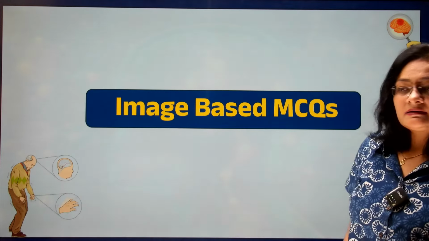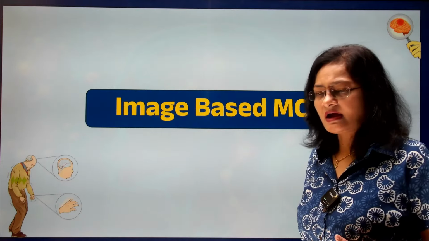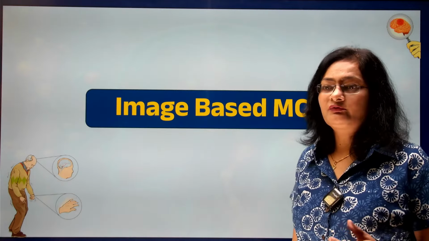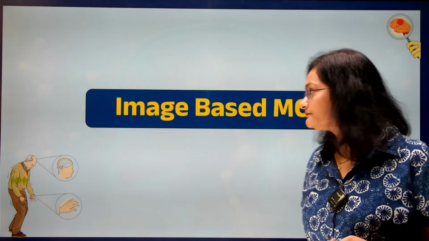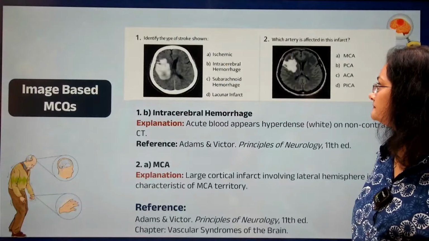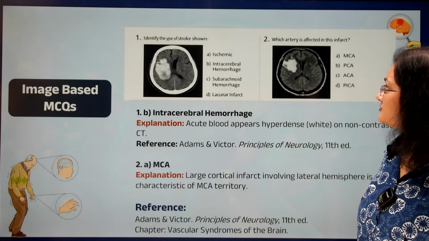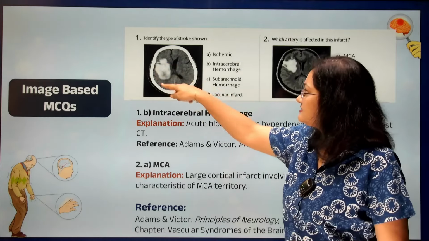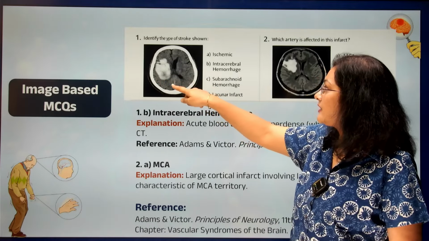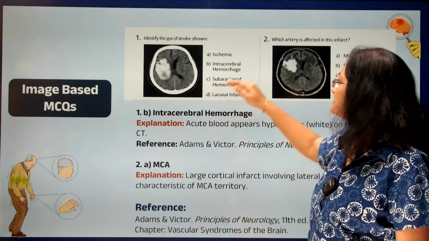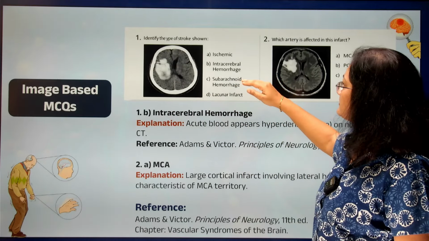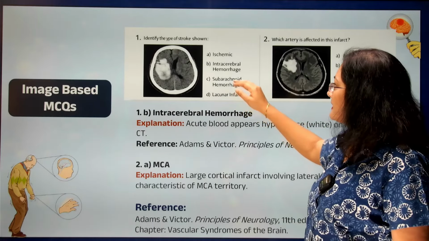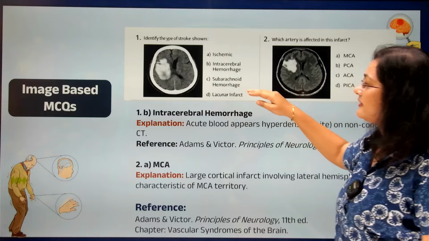Now the last part. This might be rarely asked, but if sometime it is asked, I have tried to incorporate a few image based MCQs. So the first image: identify the type of stroke. Here is the lesion. You have to identify which type of stroke this is: ischemic, intracerebral hemorrhage, subarachnoid hemorrhage or lacunar infarct. So it is obviously the intracerebral hemorrhage.